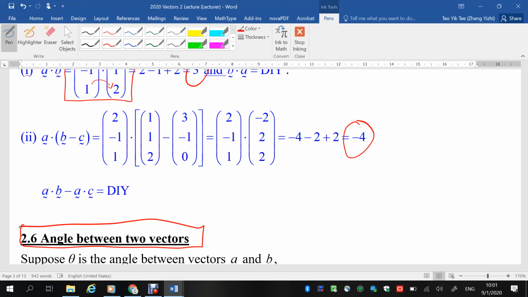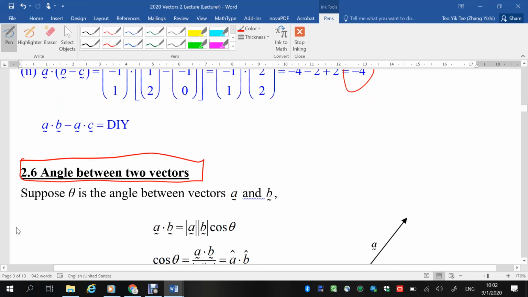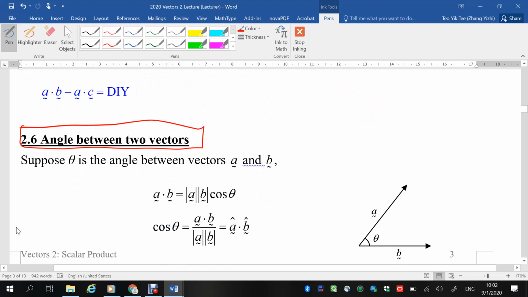The moment you see an angle question, if I ask you to find an angle between any vectors, you must always remember dot product. Dot product produces the angle between two vectors. So how does it come about? Actually, it's quite easy. This is the dot product formula.